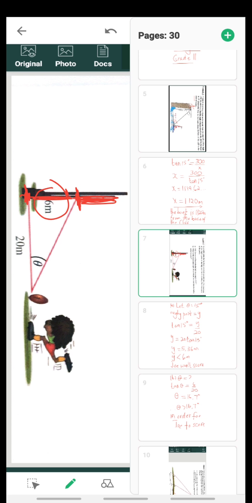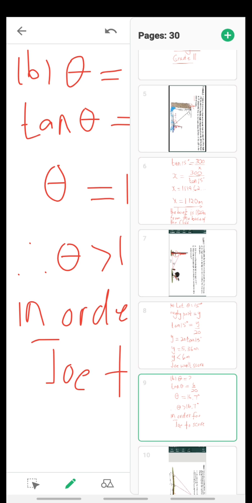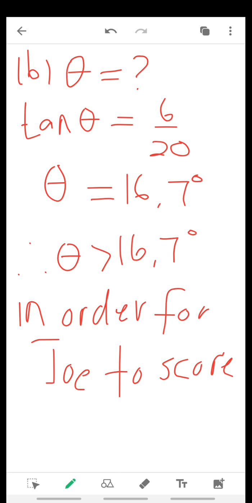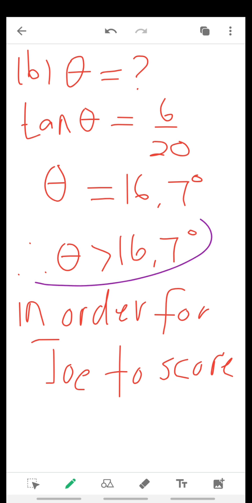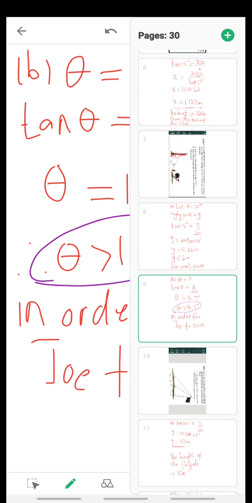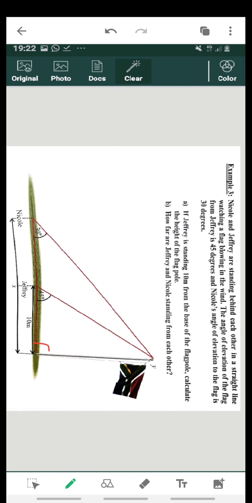Now let us check. I've done that. I said theta should be greater than 16,7 degrees. This is a real life problem. You need to think. Theta must be greater than 16,7 degrees in order for Joe to score. Okay, well done. Now, next problem.